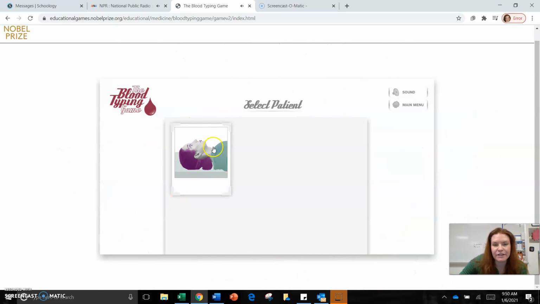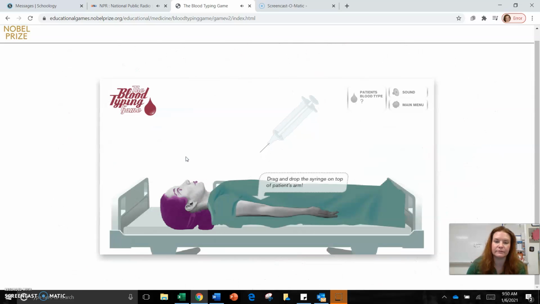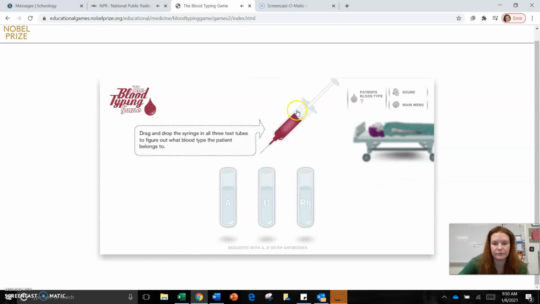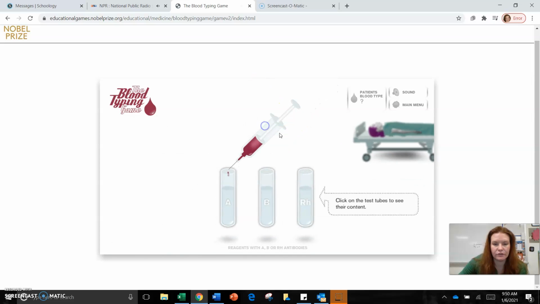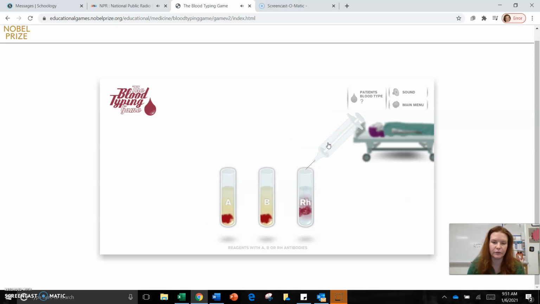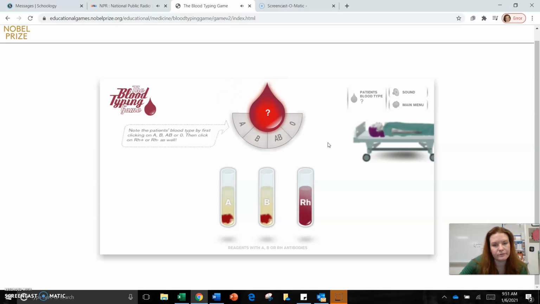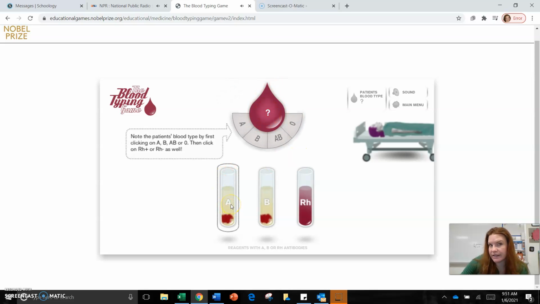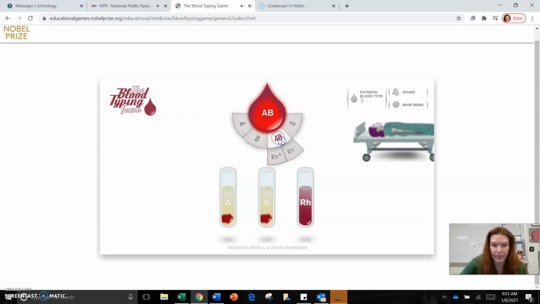And for our last patient, which is the lady with the purple hair, let's go ahead and get some blood out of her. Drop, drop, drop. So clump, clump, no clump. I know this person has A's. I know this person has B's. So what type of blood does this person have? AB. Now we just have to figure out if they're positive or negative.